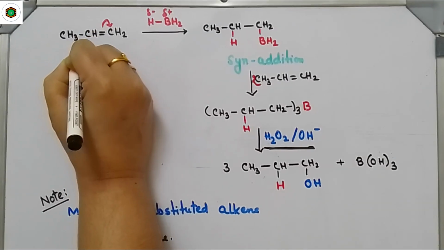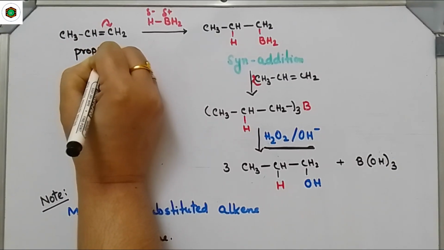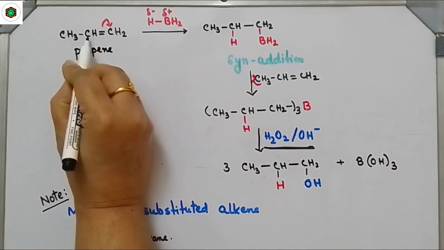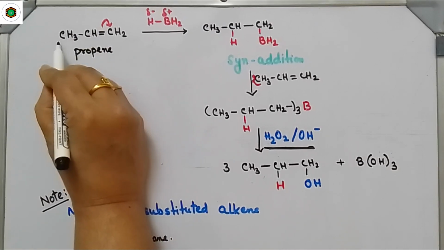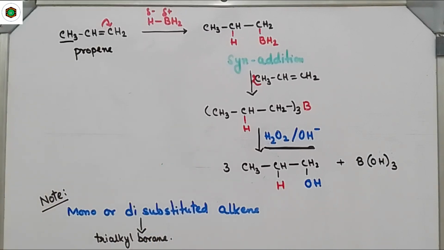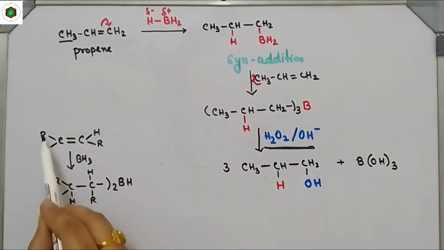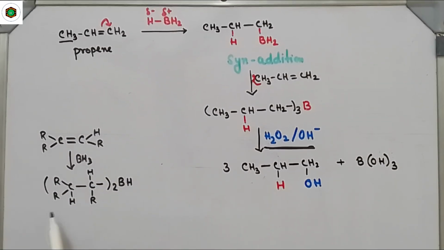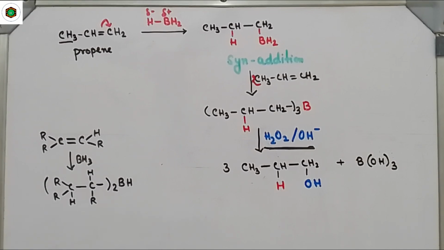Now see, this is propene. Here one hydrogen atom of the double bonded carbon is replaced by methyl group. So it is a monosubstituted alkene. For mono or disubstituted alkene, you will get trialkyl borane. For trisubstituted alkene, you will get dialkyl borane. This is a trisubstituted alkene, so here you will get dialkyl borane. Means in borane, two hydrogen atoms are replaced by these two alkyl groups.